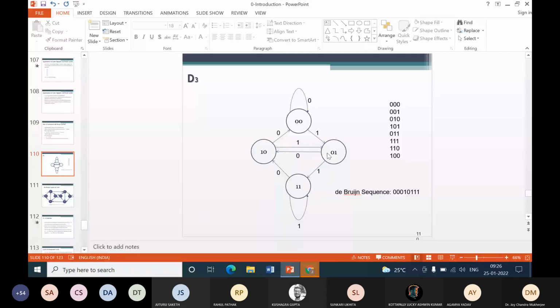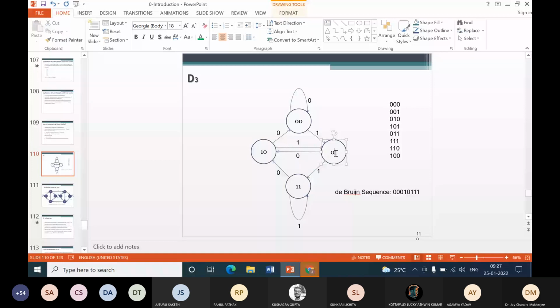So its last bit is 0 and its first bit is 0, so we have put an edge. And what will be the edge label? It is 1, because in 0 0 to 0 1, this is A, this is B, and the last bit of B is 1. So that is why it is 1.